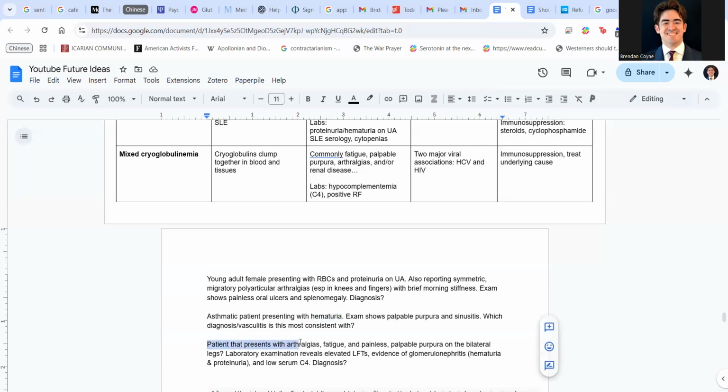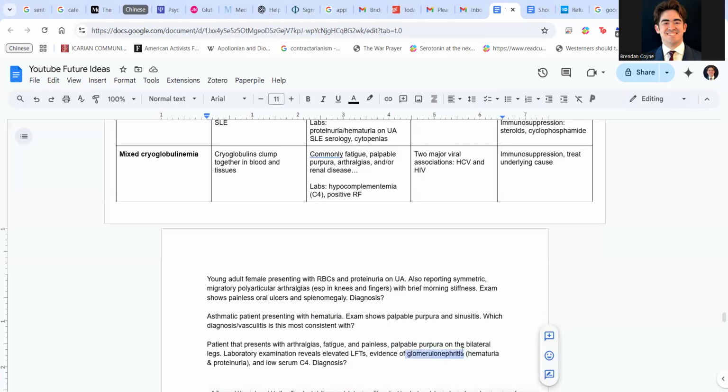Thirdly, patient presents with arthralgias, fatigue, and painless palpable purpura on the bilateral legs. Laboratory exam reveals elevated LFTs, evidence of glomerulonephritis, so hematuria and proteinuria, and a low serum C4. What's the most likely diagnosis? The most likely diagnosis here is mixed cryoglobulinemia. So our main takeaways are the palpable purpura bilaterally, and the glomerulonephritis.